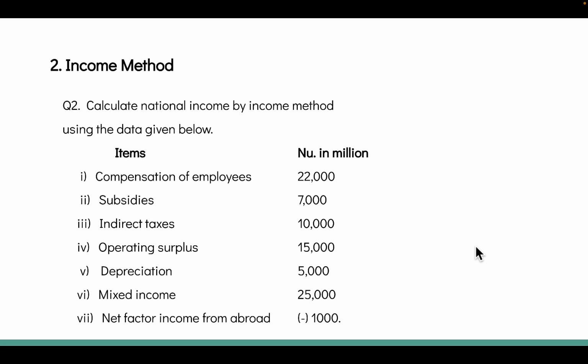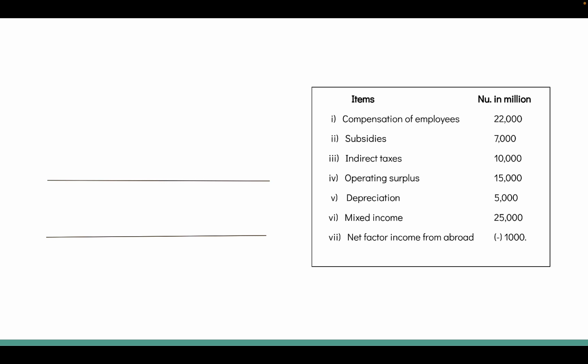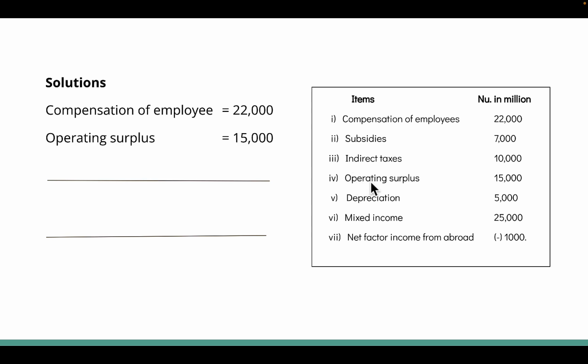So when we use this method to calculate the national income, the first thing is we have to identify the three main items here. What are they? The first one is compensation of employees, which is equal to 22,000. The next one is operating surplus, which is equal to 15,000. And the last item here is mixed income. Mixed income is earned by the individuals who provide both the labor services as well as capital services. So the value of mixed income is 25,000.